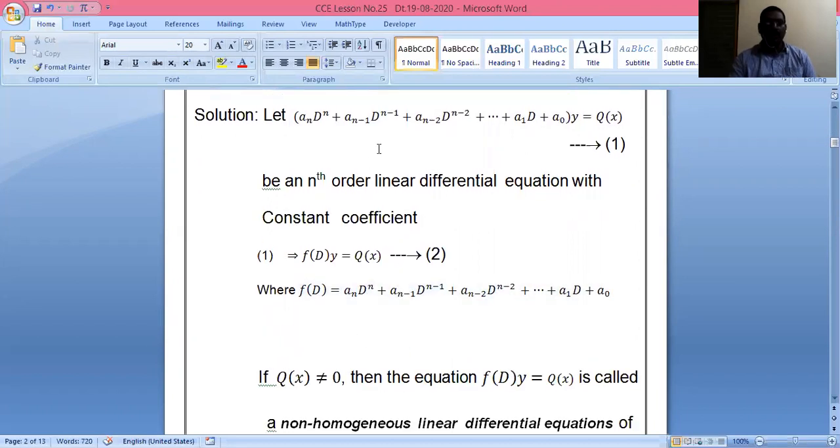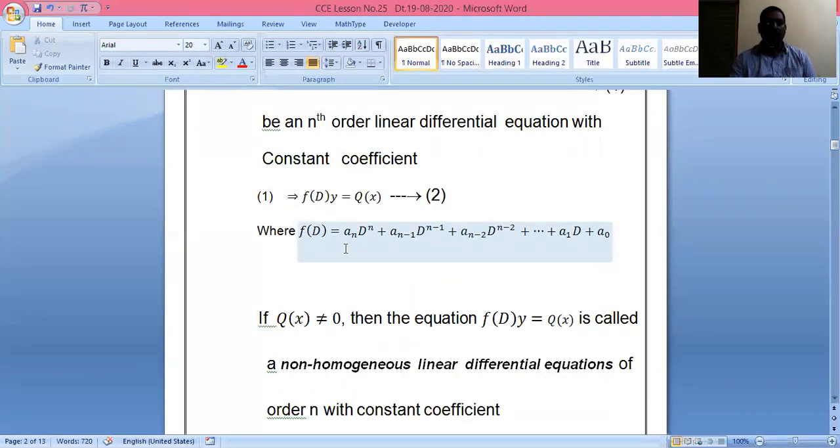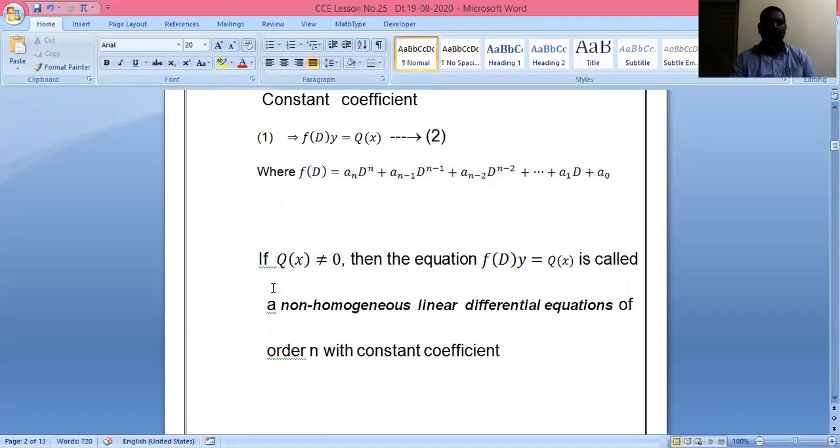Now, equation 1 in the operator form is f(D) y = Q(x). Let this equation be 2, where f(D) = a_n D^n + a_(n-1) D^(n-1) + a_(n-2) D^(n-2) + and so on up to a_1 D + a_0. If Q(x) is not equal to 0, then the equation f(D) y = Q(x) is called a non-homogeneous linear differential equation of order n with constant coefficients.